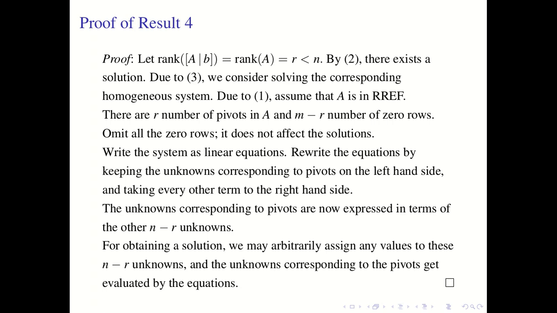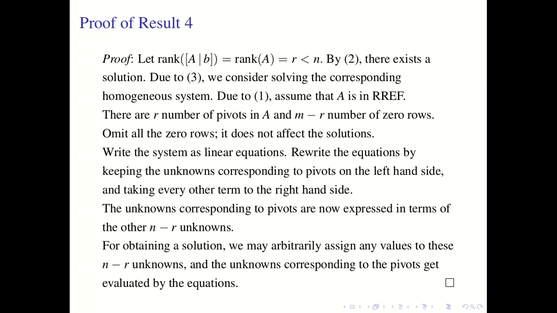Again, because of the first result, we can assume that A is in the row reduced echelon form. In fact, the augmented matrix AB is in row reduced echelon form. Now there are R number of pivots in A and M minus R number of 0 rows. We can omit the 0 rows, since they anyway do not contribute to the solution. From the rest, write down the linear equations.